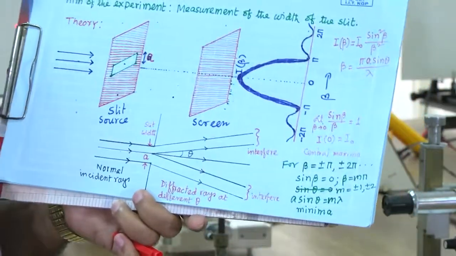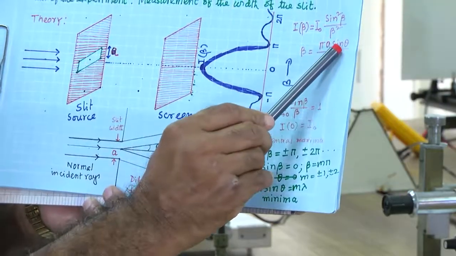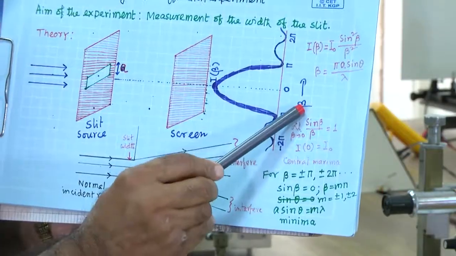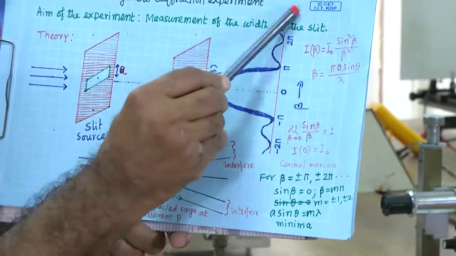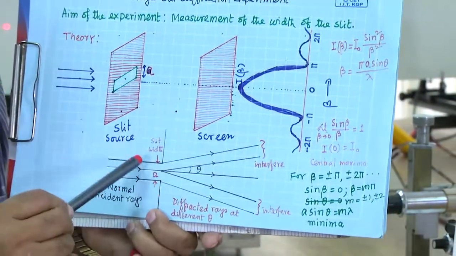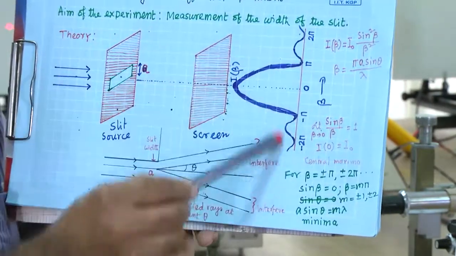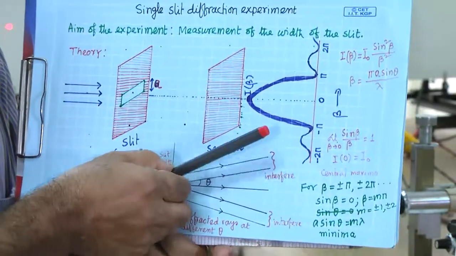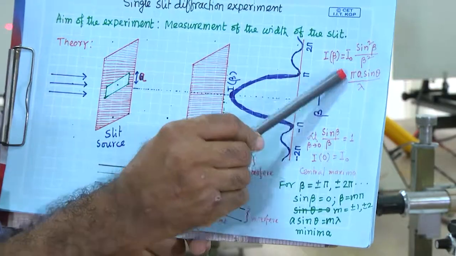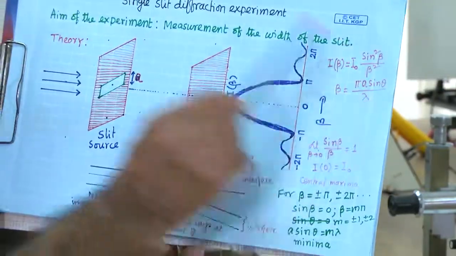So, this is basically theta. Obviously that theta will vary on the screen. Beta is varying, which means for a particular slit width, if we keep the slit width constant, we will get this variation because of the variation of theta. That means because of the variation of beta, because beta is related to theta by this relation.